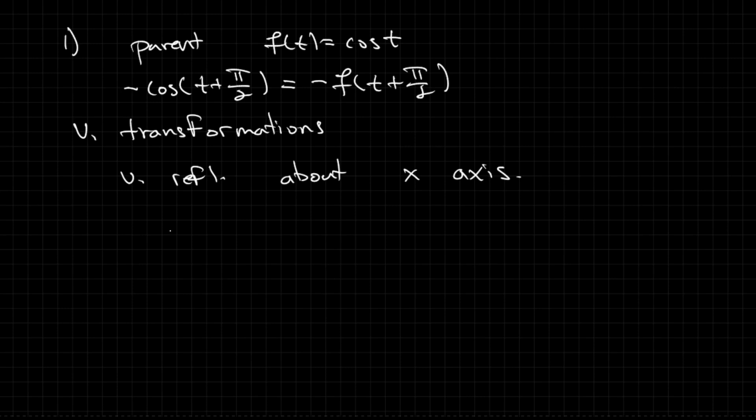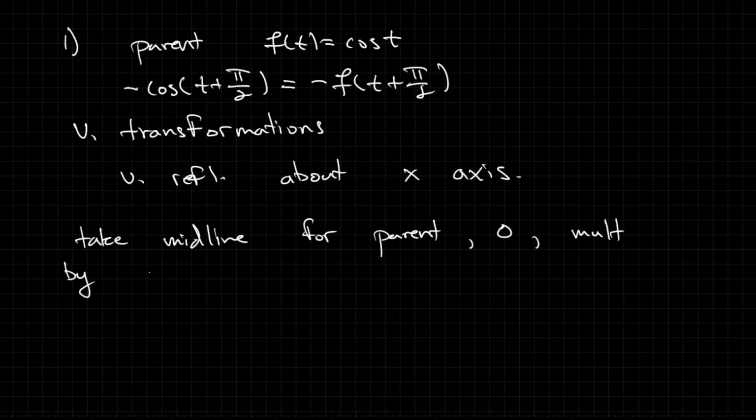So the way that we'll find the midline for our transformed function is we'll take the midline for the parent, which is the y value of 0, and multiply by -1. And we would get 0 times -1, which again is 0.